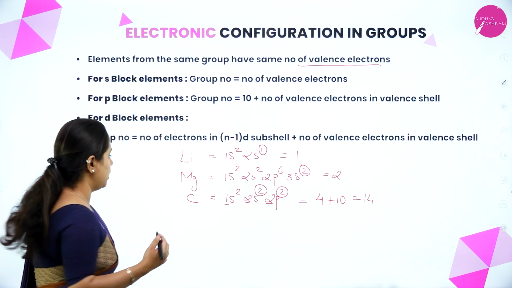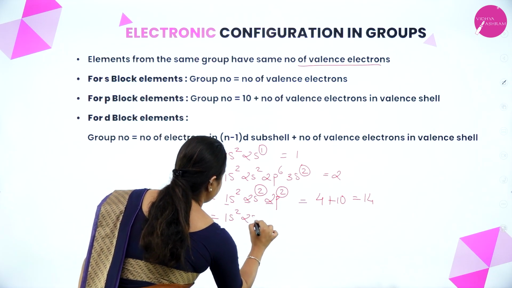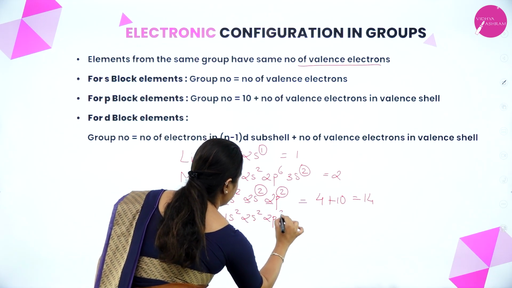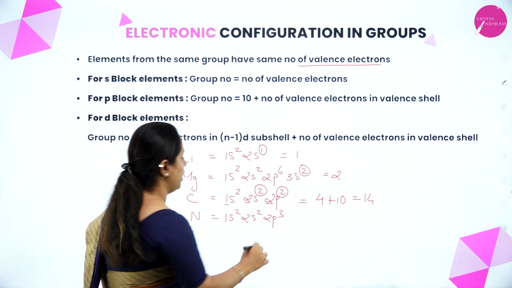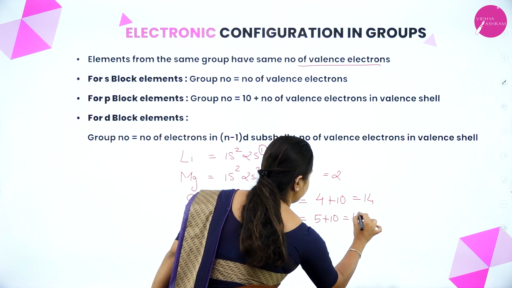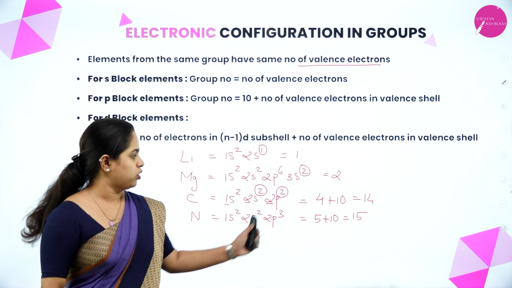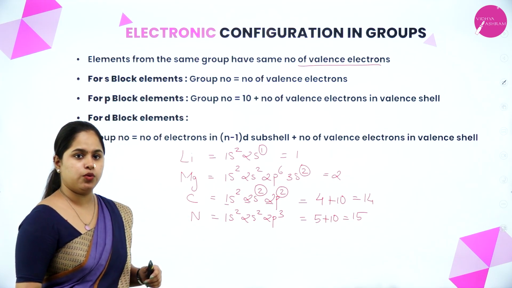Let's take one more example, nitrogen. Again, it is 1s2, 2s2 and 2p3. Here, what is the number of valence electrons? It is 5, 3 plus 2. 5 plus 10 gives you 15. So nitrogen belongs to the 15th group. Clear? Now moving on to D block elements, how can you find it?